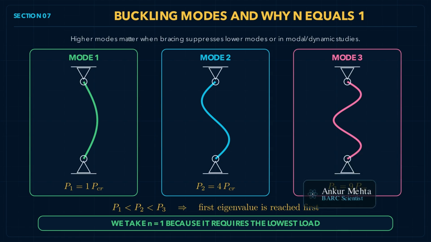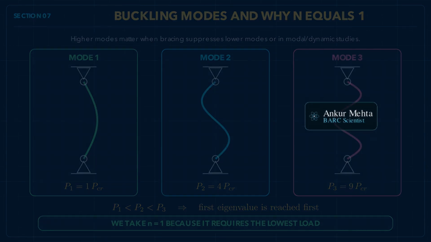So why do engineers normally use n equal to 1? Because as a real load rises from 0, it reaches the smallest eigenvalue first. At that instant, the straight configuration loses stability. The column cannot remain calmly straight while we continue to 4 times the load to trigger mode 2. Higher modes become important only when intermediate bracing suppresses the first mode, or in specialized modal and dynamic buckling studies.